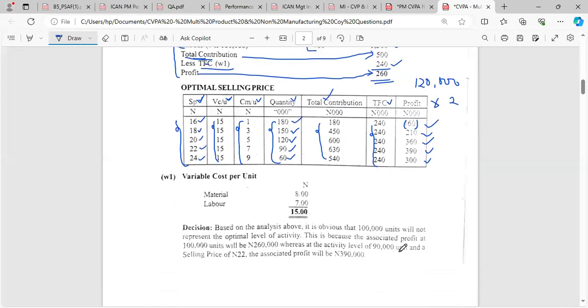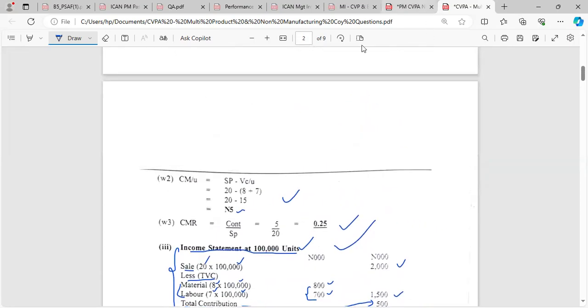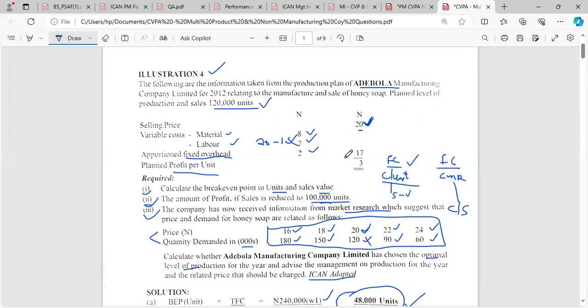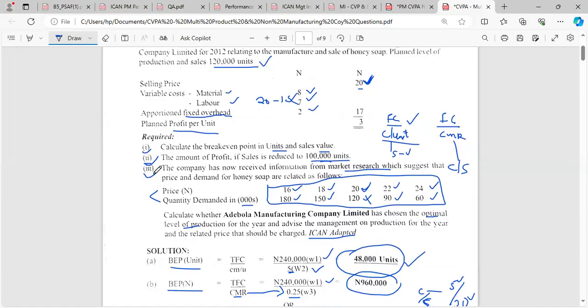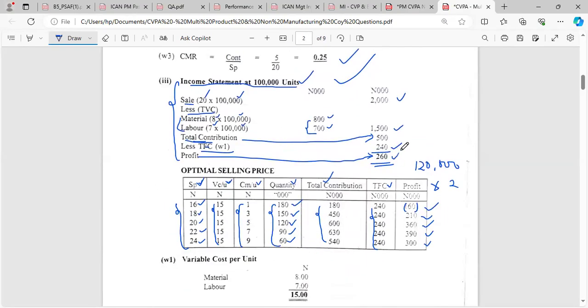Now, decision. Based on the analysis above, it is obvious that 100,000 units will not represent the optimal level of activity. What is that 100,000 units? This one that we calculated here. I was telling you that based on the question, we produce 120,000 and we sold at 20. But when we calculated for II, we calculated at 100, and the profitability for 100 is actually 260. That's what we made, 260.